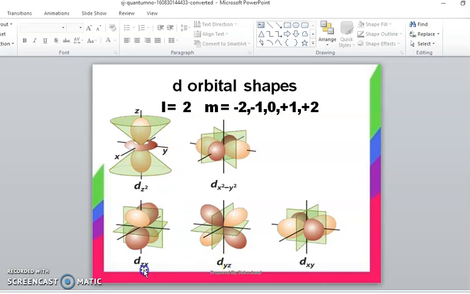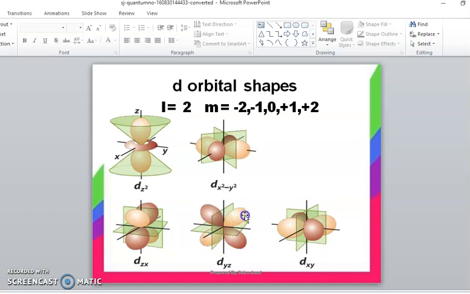Then you have dxz, dyz and dxy. They are along the planes. Here is the axis, here is the axis, and these lobes are along the plane. If in the xy plane, it is called the dxy orbital. If in the yz plane, it is called the dyz orbital. It is much more clear here. This is the x-axis, this is the y-axis and this is the z-axis. So the planes are there, and you can see the lobes are on the planes.